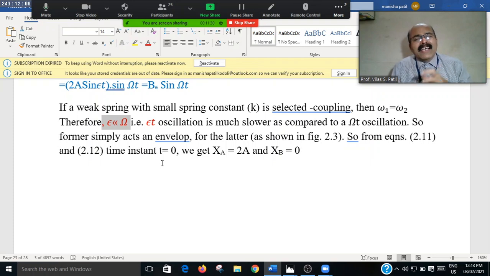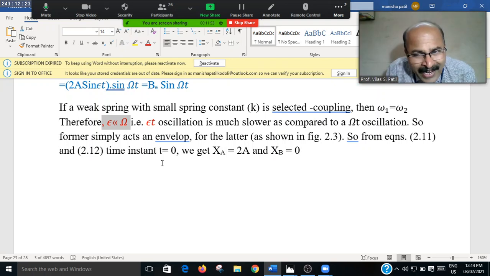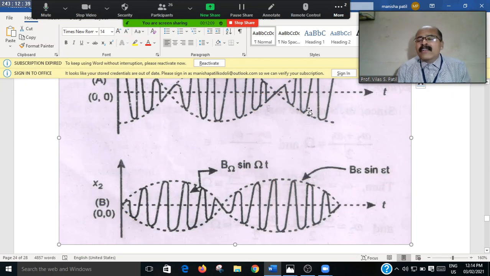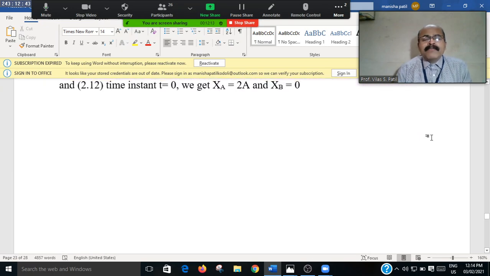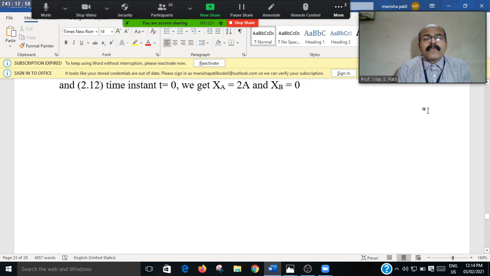And what about xb, which remains at the mean position, that is, the equilibrium position is not disturbed here, so xb is equal to 0. Again, please understand very keenly, xa is equal to 2a and xb is equal to 0 at the instant of time t equal to 0. Then the graphical representation of the two displacements is like this. Just I am showing.